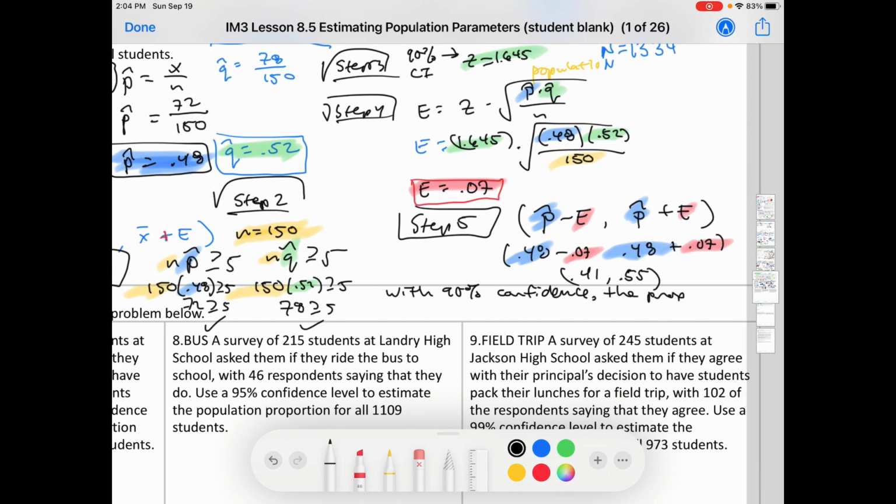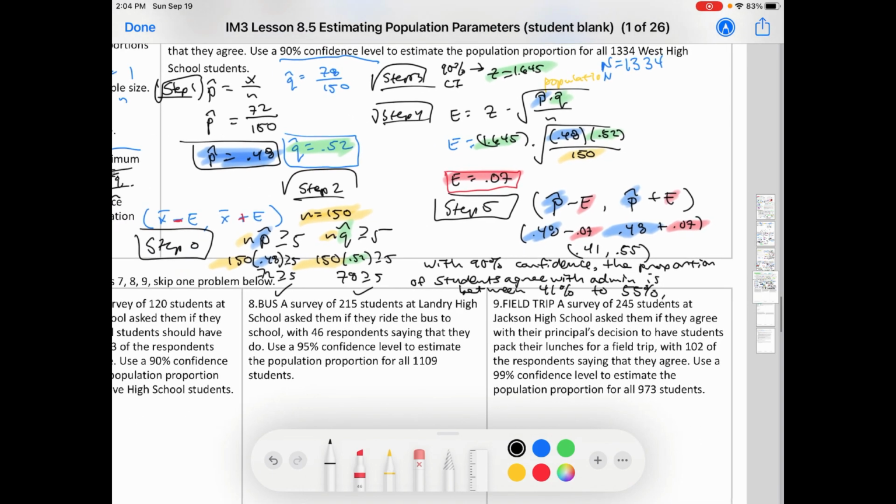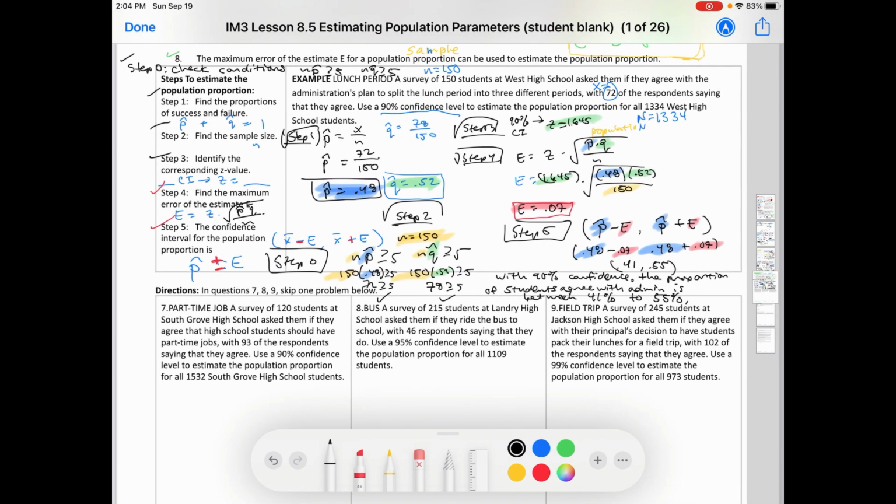The proportion of students who agree with admin is between 41% to 55%. So not a big group is really going well with the admin.